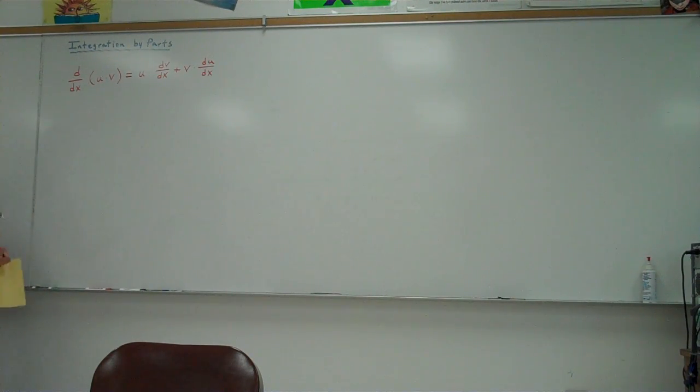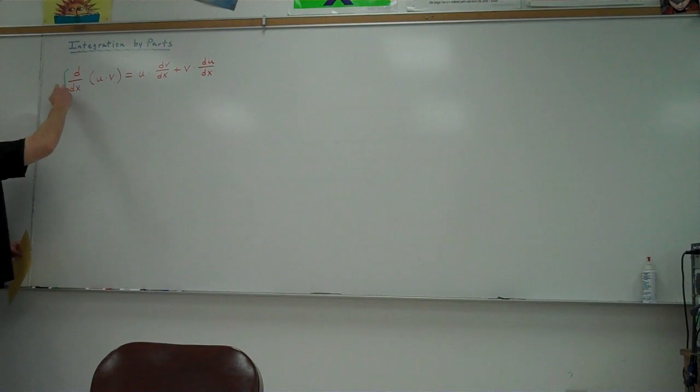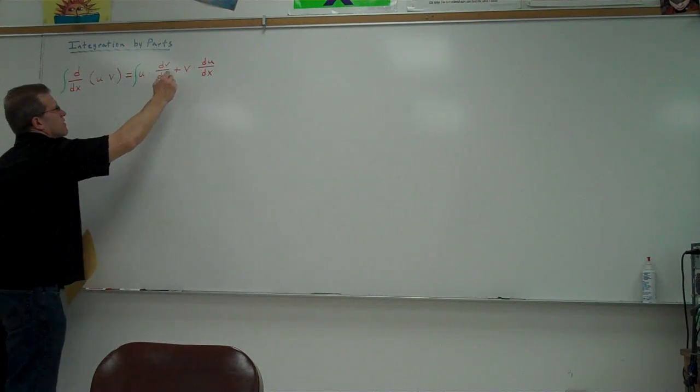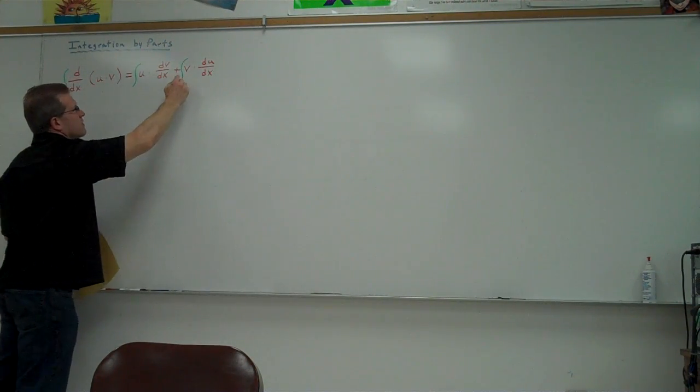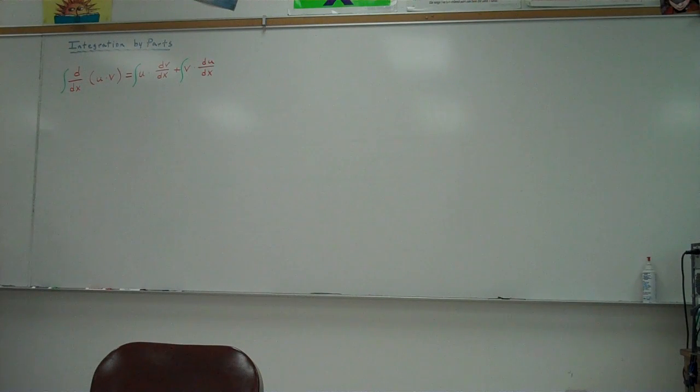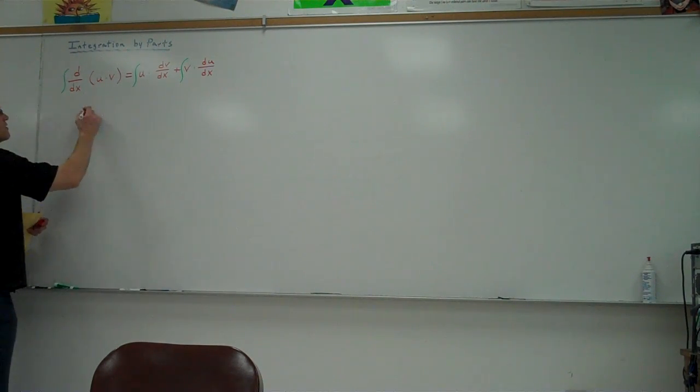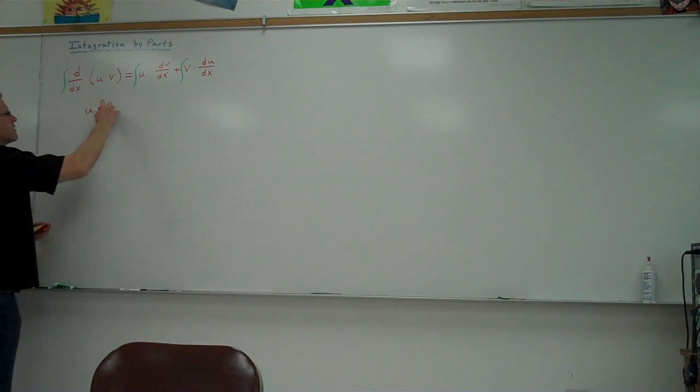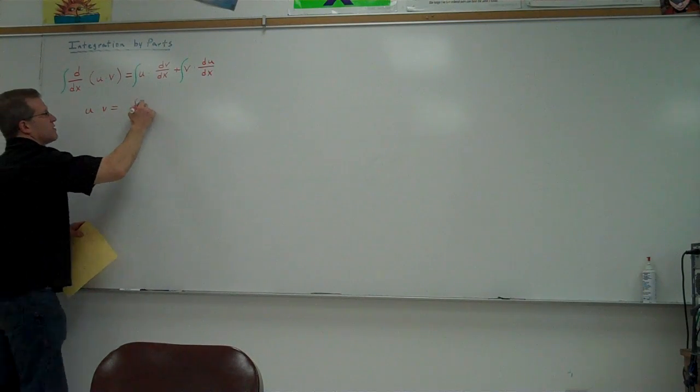Next, what we'll do is take the integral of each piece. And by doing that, we could simplify. The integral of the derivative of u times v would just be u times v, equals the integral of u.